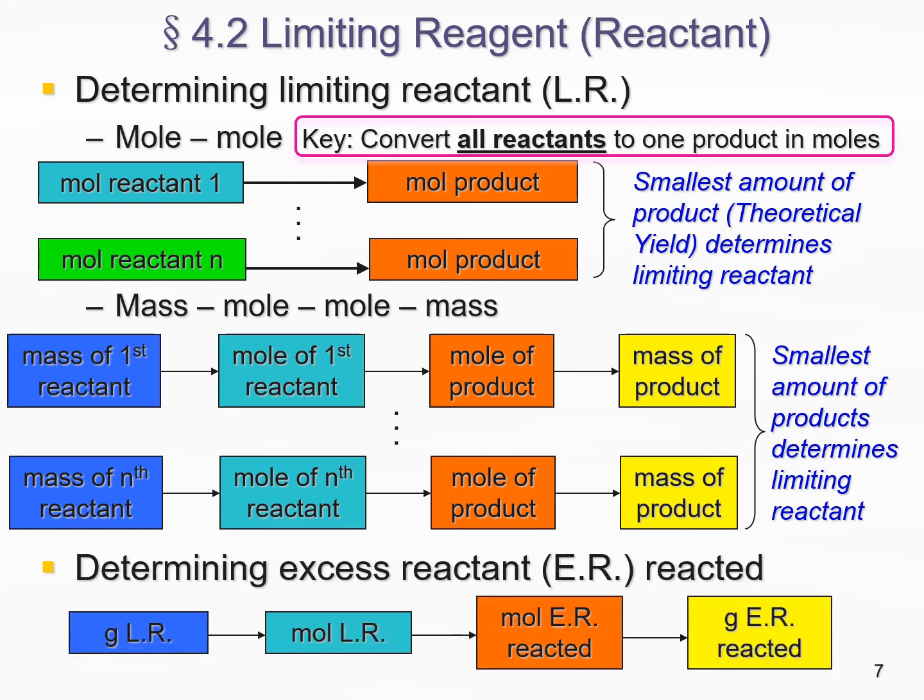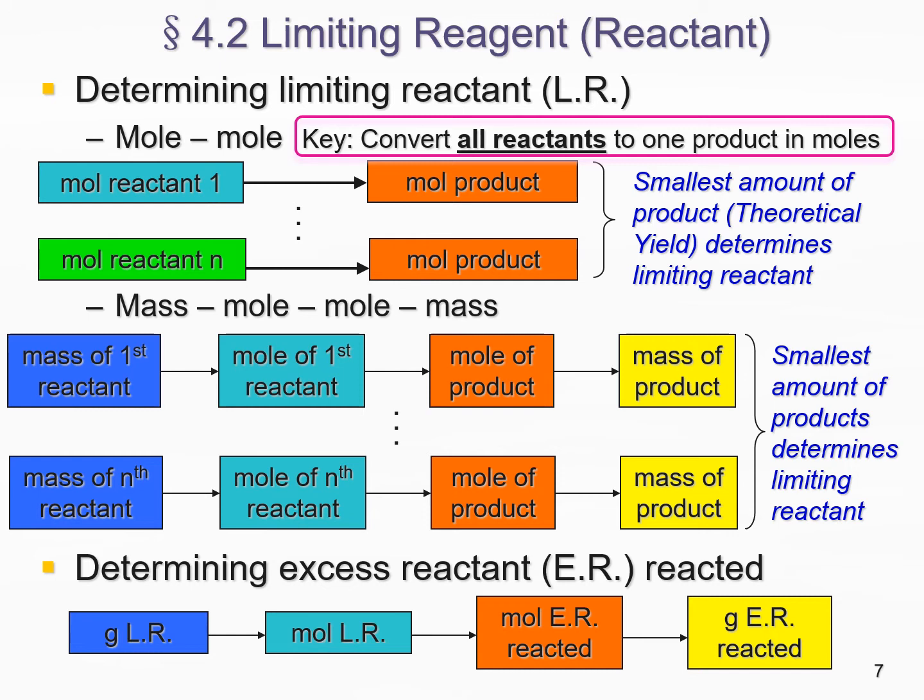So how are we going to determine the excess reactant? Well, the excess reactant can be divided into 2 categories. One is the amount that we can actually calculate from the limiting reactant, as shown by this mass to mass conversion. So we start with the limiting reactant, because once we realize which is the limiting reactant, every other calculation can be based on it.